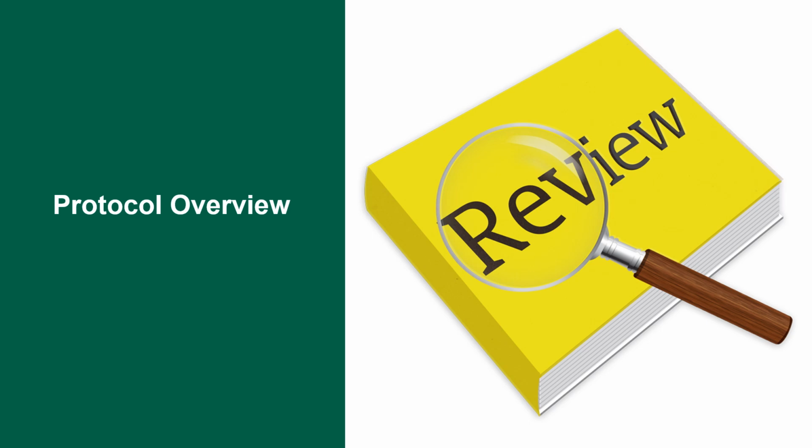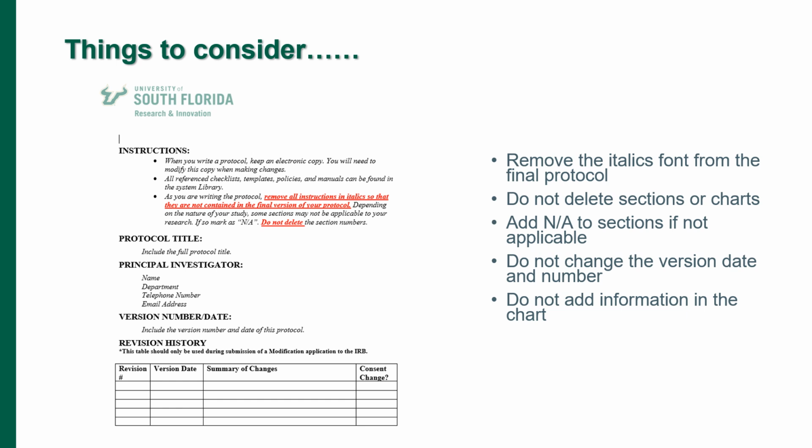Now let's go over some things to consider when drafting the protocol, and also I want to review some common mistakes that PIs make when they're drafting their protocol. So first things first, let's talk about the very first page. On the first page, you will find instructions. Please review those instructions as you complete your protocol template. Remove the italics font from the final protocol. Italics are instructions on how to complete sections, and that font should be removed from the final protocol.